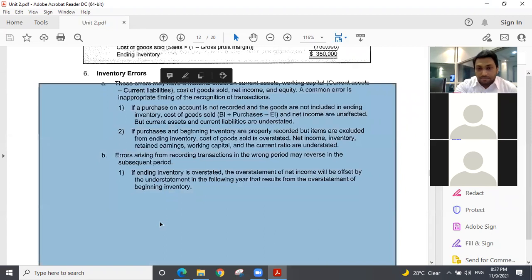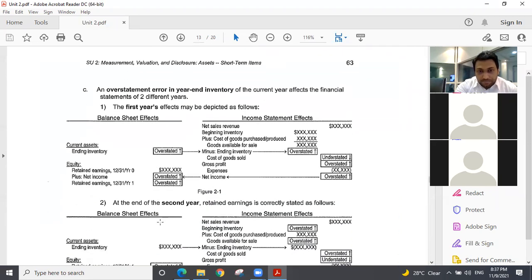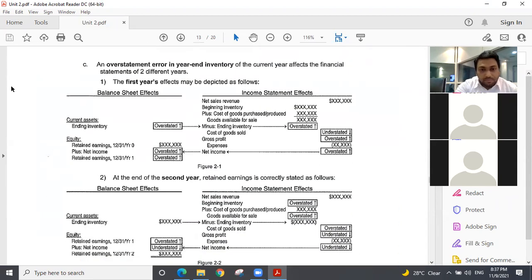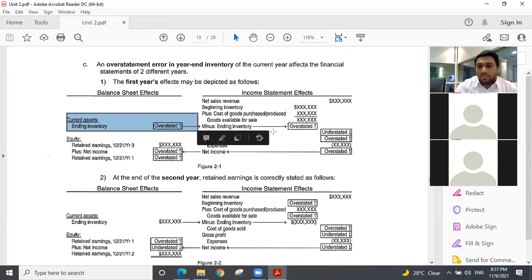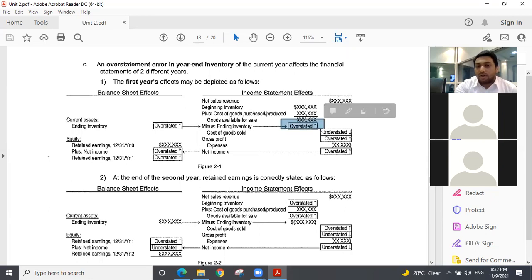Clear? So here, for example, the first year, what happened? We had an overstatement. Inventory is overstated. When ending inventory is overstated, that means your net profit will be overstated, right? And your cost of goods sold will be understated. This overstated net profit will be added to your retained earnings, so your retained earnings will also be overstated.